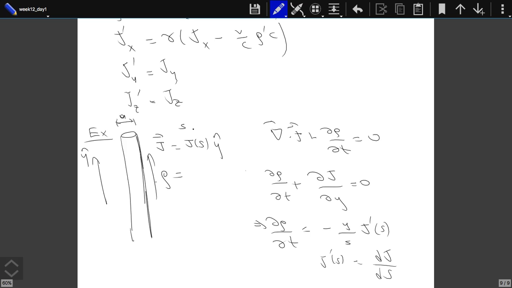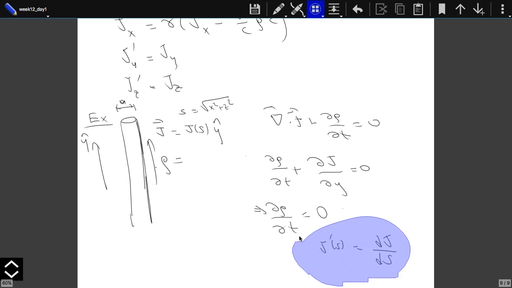Okay, S is over here, the square root of x squared plus z squared. So there is no y dependence. So you can have rho equal to 0, no problem with that.